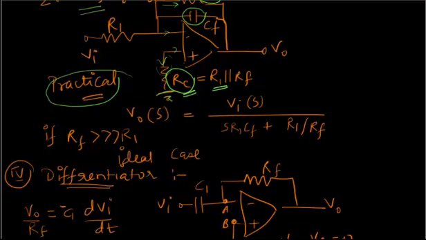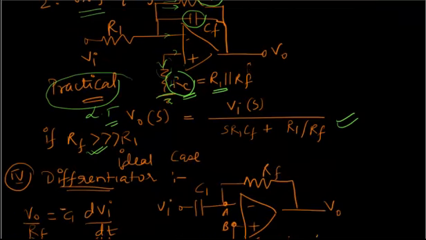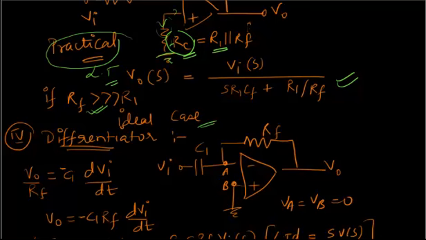And similarly, for a practical integrator, the transfer function will look like this. This is the Laplace transform of the transfer function for a practical integrator. If you observe here, if RF is very high, that is, if you remove this RF, very high is nothing but equivalent to open circuit. So if you remove RF, you will get back your ideal case. Okay, so this was about the integrator.